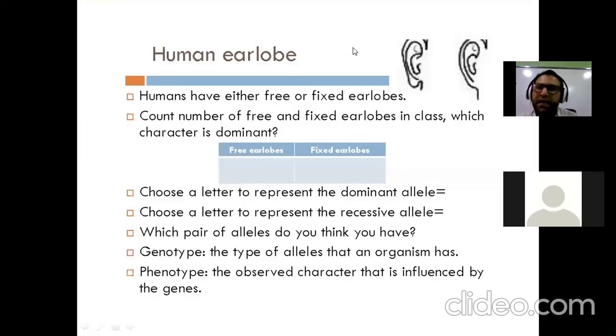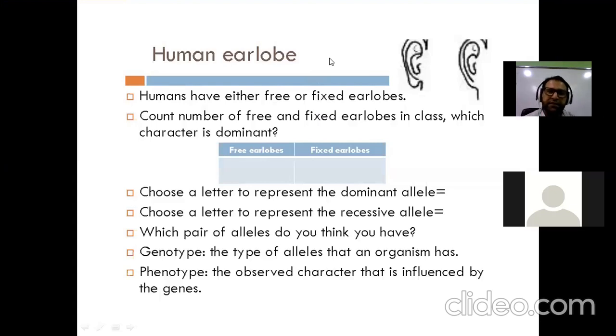Dear students, in the last lecture, we discussed blood grouping, right, and genetic cross between two different blood groups. Now we are going to discuss sex linkage, but before moving to sex linkage, I have this activity for you.